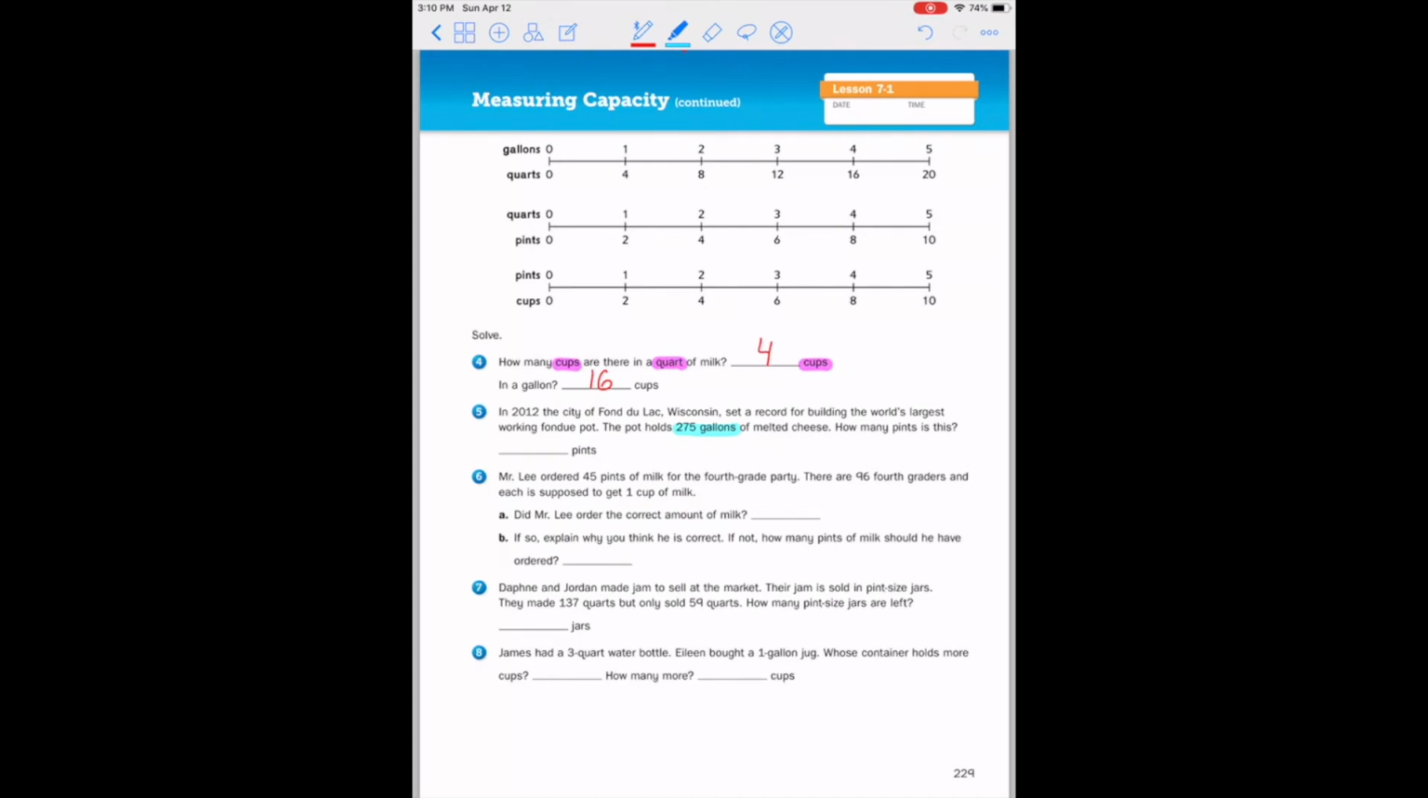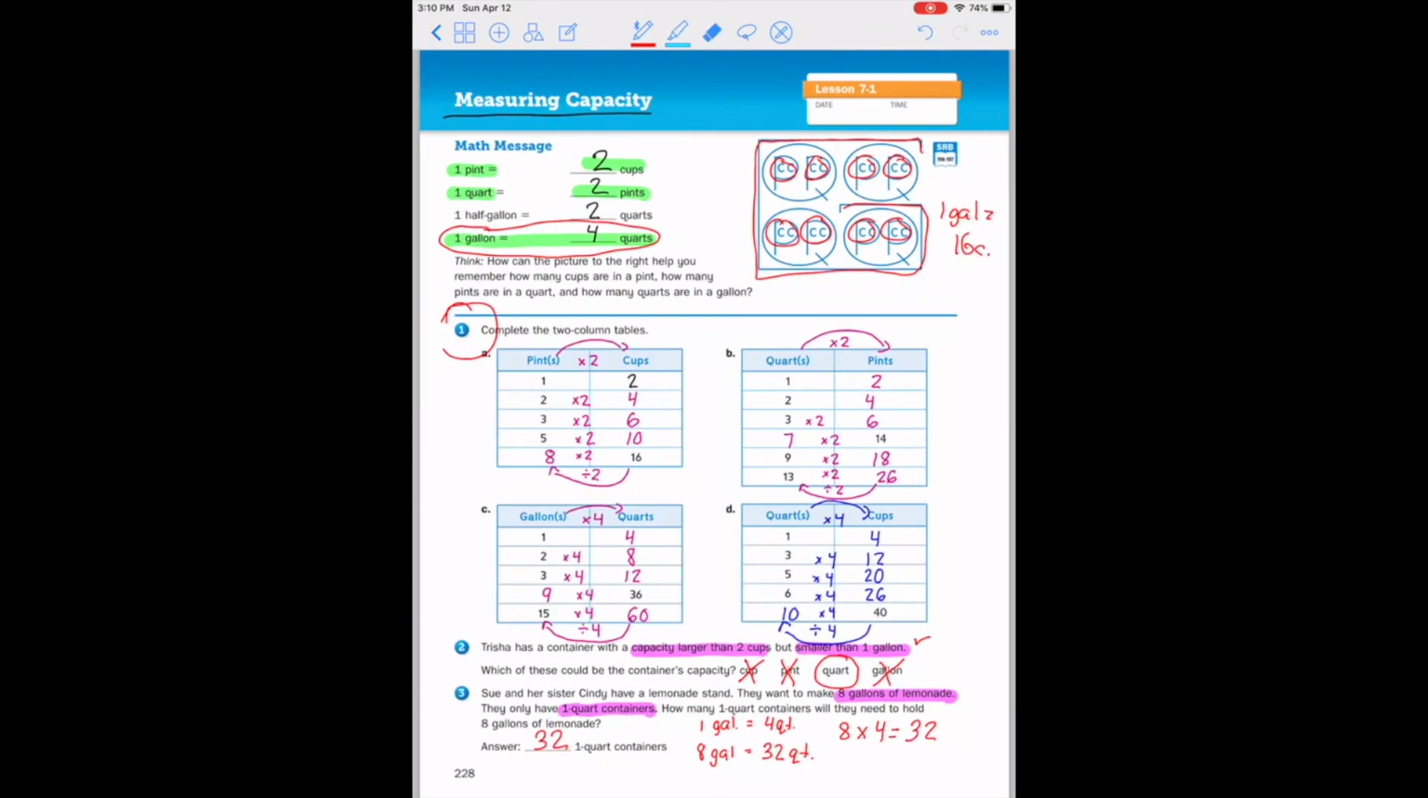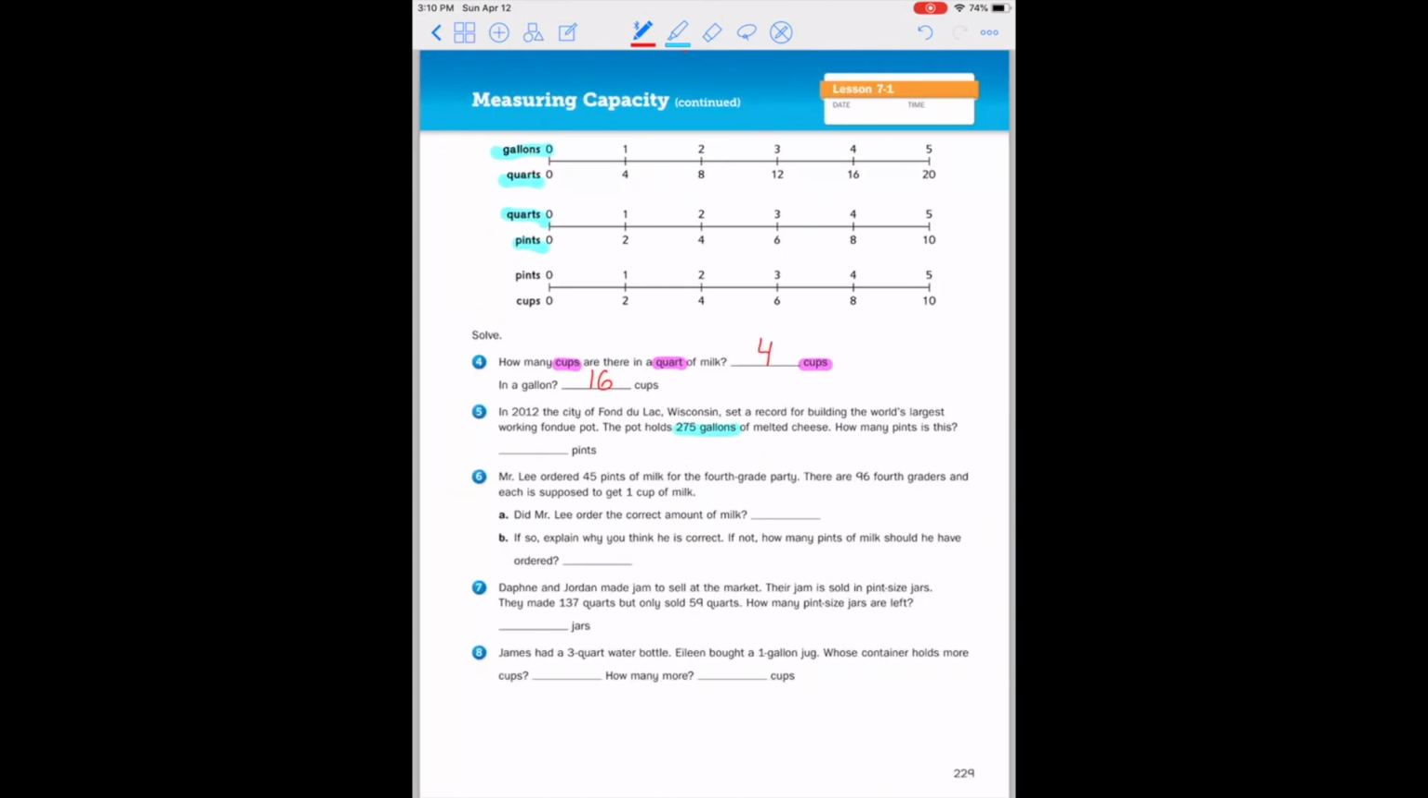Okay, so we have gallons to quarts here. And then we have quarts to pints. So in this case, you could use the measurement scale, but you also could use the picture on the other side too to figure out how many pints are in a gallon. And if you notice, inside of this G, there's 1, 2, 3, 4, 5, 6, 7, 8 pints. So 1 gallon is equal to 8 pints.